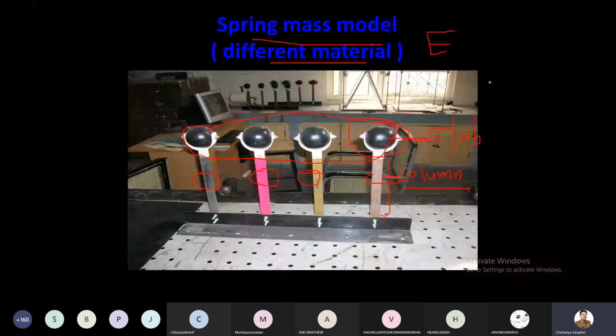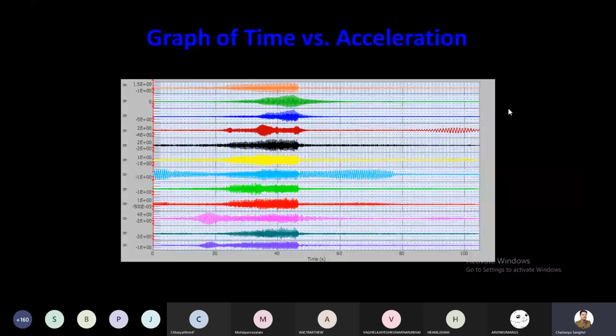So we performed a test, and then we get a graph of time versus acceleration. This y-axis is the acceleration, and the horizontal axis is the time. So we perform a test, and this is the result we get, and we received it for the milestone.